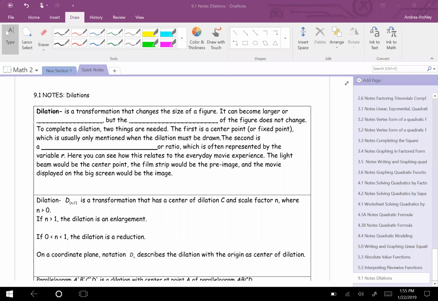Okay, dilation is another transformation. You learned transformations last year. You did reflections. You did rotations. You shifted up, down, right, and left. Now we're going to add another type of transformation, which is a dilation. Dilation is a transformation that changes the size of a figure. It can become larger or smaller.